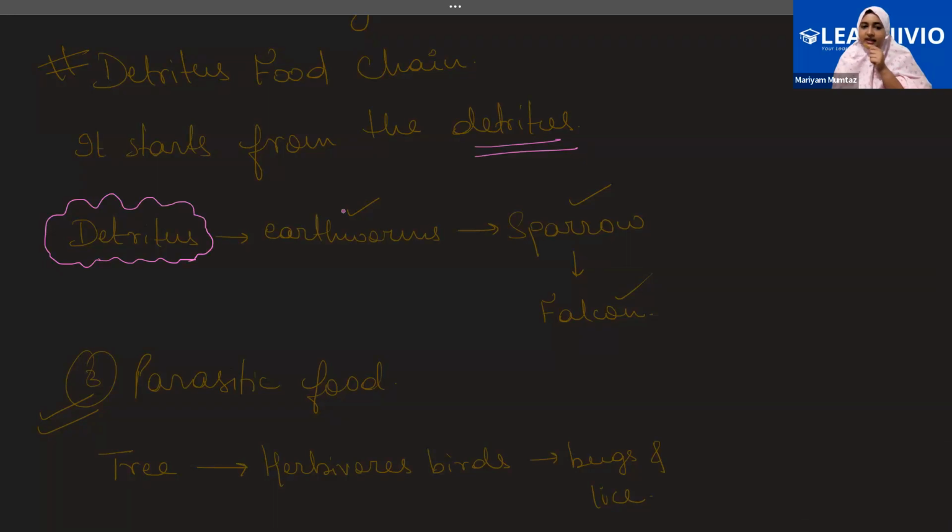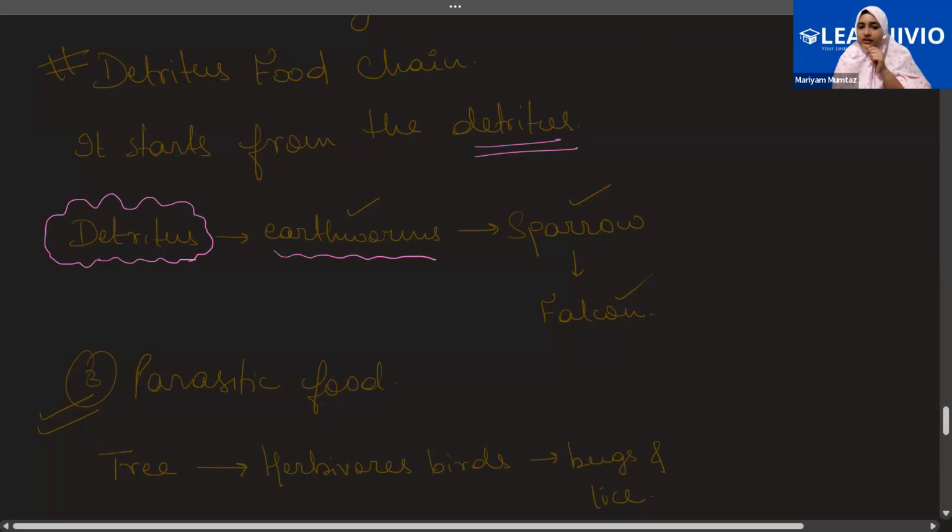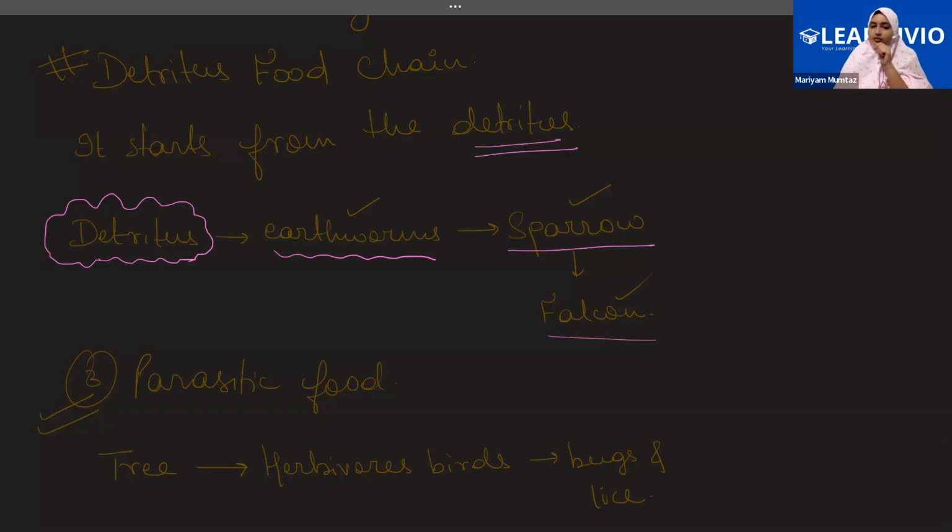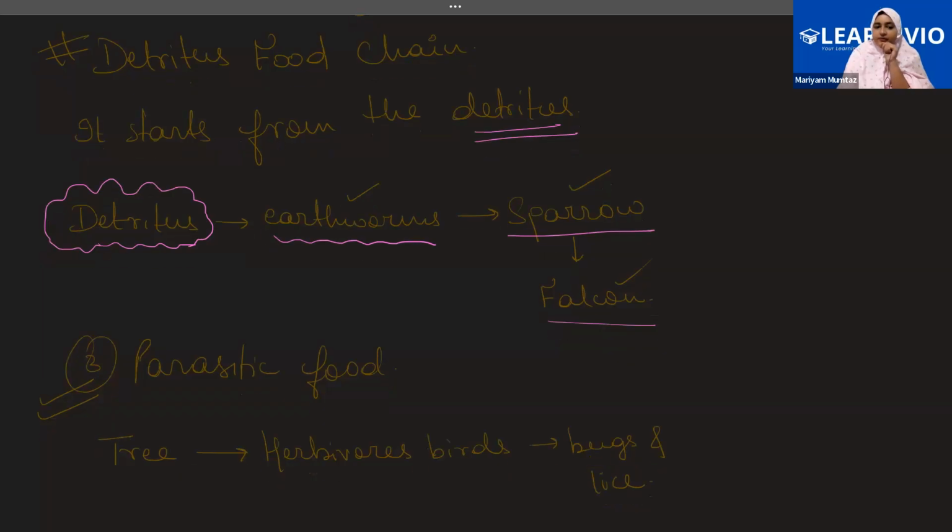So detritus gets eaten or digested by the earthworms. Now the earthworms furthermore get eaten by the sparrow, the little bird, and then the little birds get eaten by bigger birds such as falcon. So this is a detritus food chain which involves detritus, a decomposer, and the other components of the ecosystem.